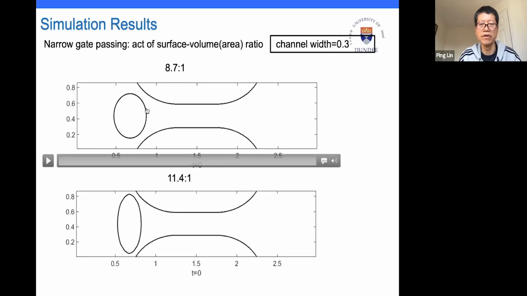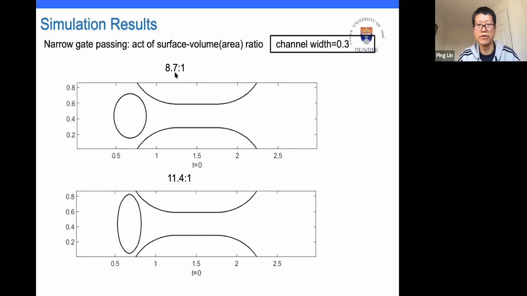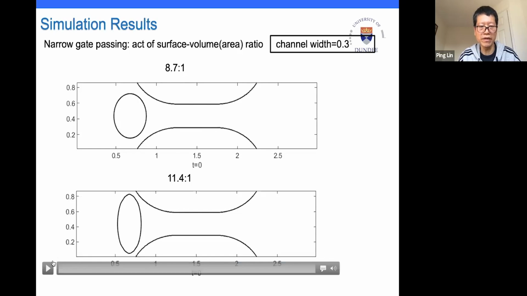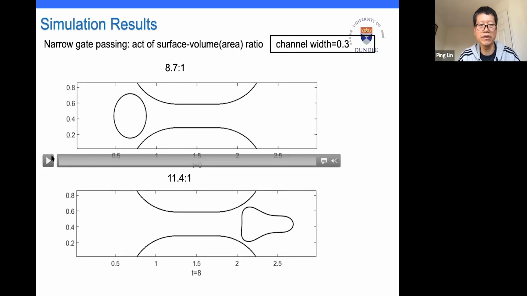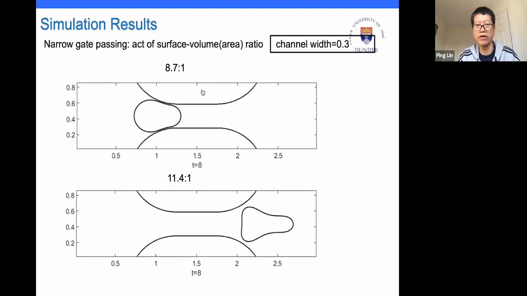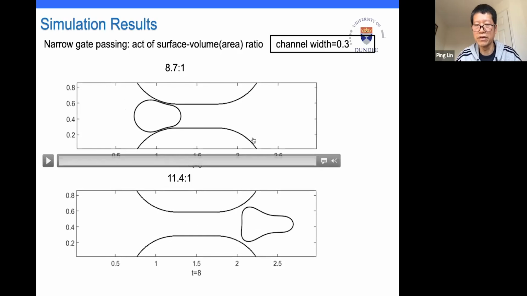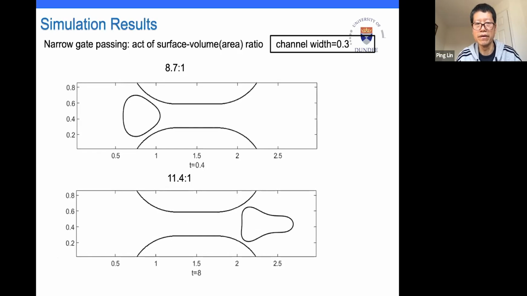This closed curve versus the volume, or the area of this ellipse. Then you see different ratios which will affect the outcome. In this ratio it will go through, but in this case it will stop. So you see the surface-to-volume ratio is very important to pass the channel.